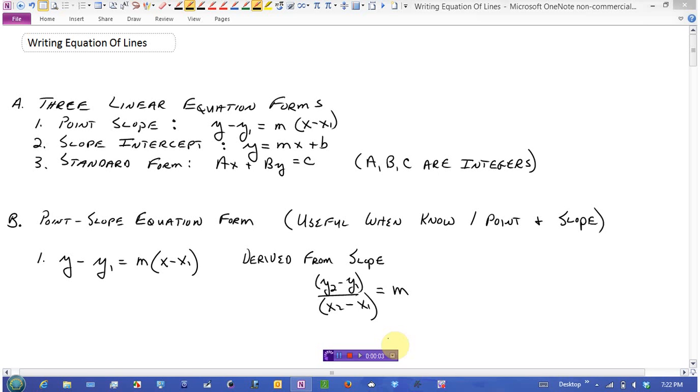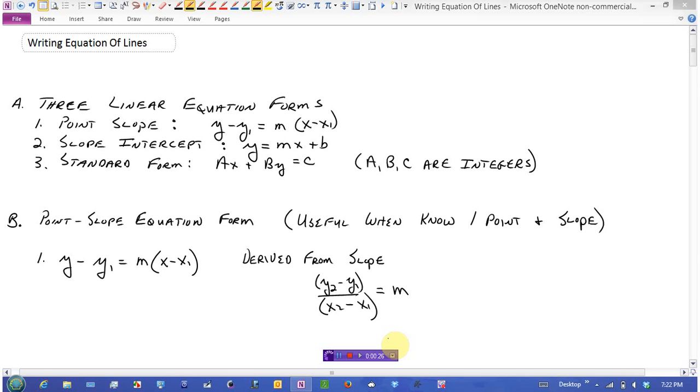In this lesson, we're going to learn how to write the equation of lines. In the previous lesson, we learned how to take an equation of a line and then graph it. And now we're going to work backwards. We're not always going to actually be looking at the graph. Sometimes we may just get some points on the graph and we'll have to write the equation.